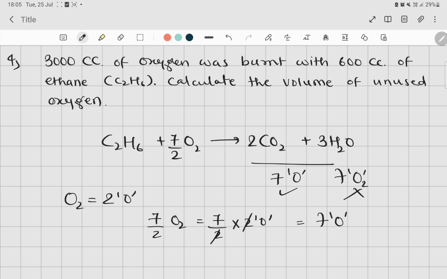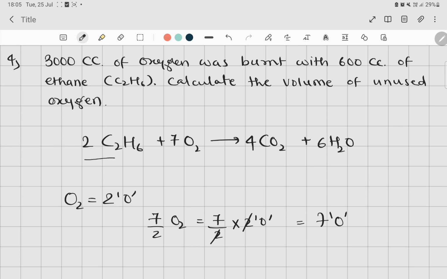Okay, but sir, 7 by 2 is not viable. We cannot write fractions in the chemical equation. So what we have to do is multiply the whole equation by 2. Here 2 into 7 by 2 cancels, and we are left with 7. Here 2 into 2 is 4, and 3 into 2 is 6. So now as you can see, the reaction is completely balanced.